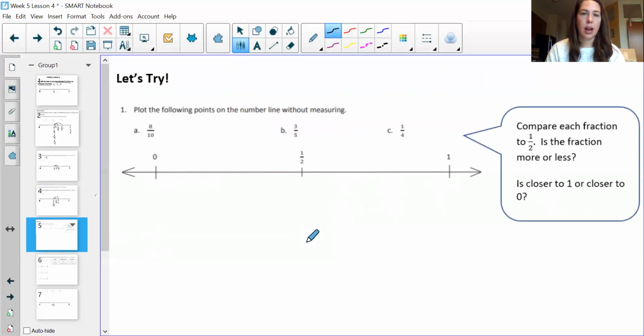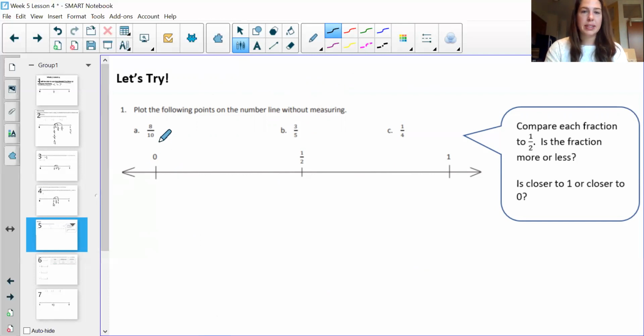Okay. So here's our let's try. Get out your packets and pencil. We're going to do this part together. So I'm going to give you a second to make sure you have your packet and your pencil and you're on this page. Okay, it says plot the following points on the number line without measuring. So we're not going to decompose the number line into tenths, fifths, and fourths. I know Jaylee and Jose, you're probably going to want to decompose the whole number line. We're not going to do that.